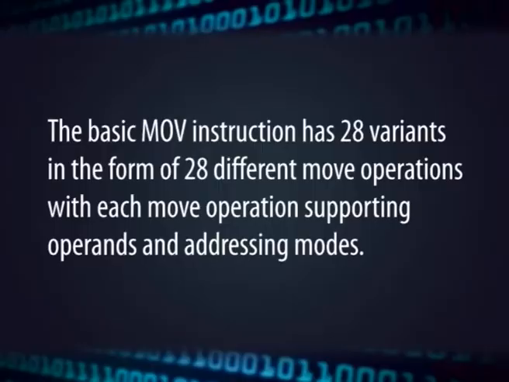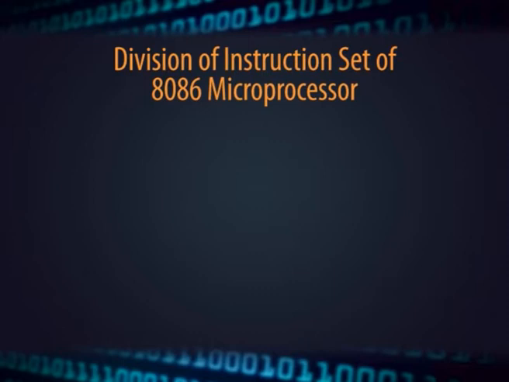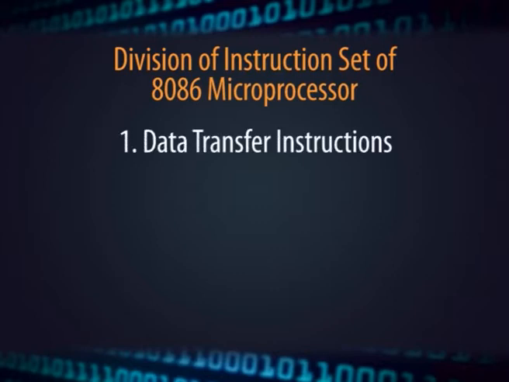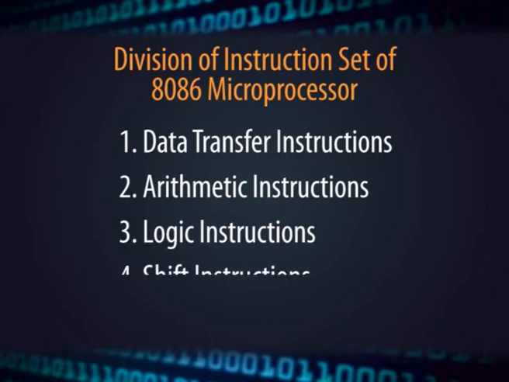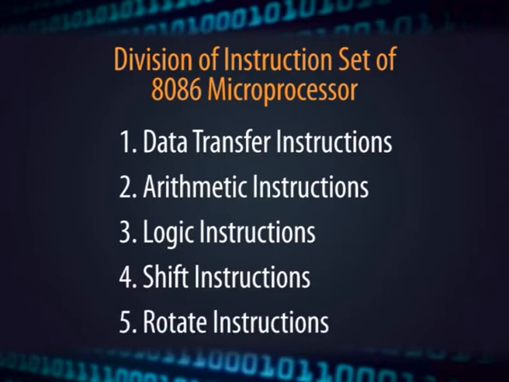For example, the basic move instruction has 28 variants, in the form of 28 different move operations, with each move operation supporting operands and addressing modes. We divide the instruction set of 8086 into 5 different categories. The first category is data transfer instructions. The second category is arithmetic instructions. The third category is logic instructions. The fourth category is shift instructions. The fifth category is rotate instructions.